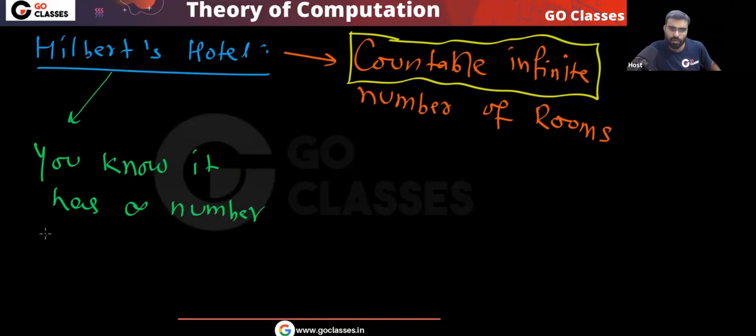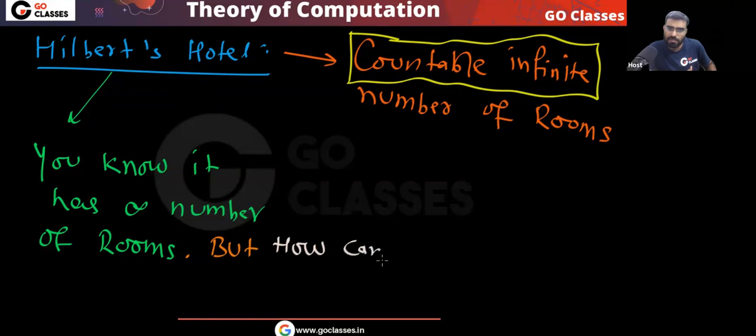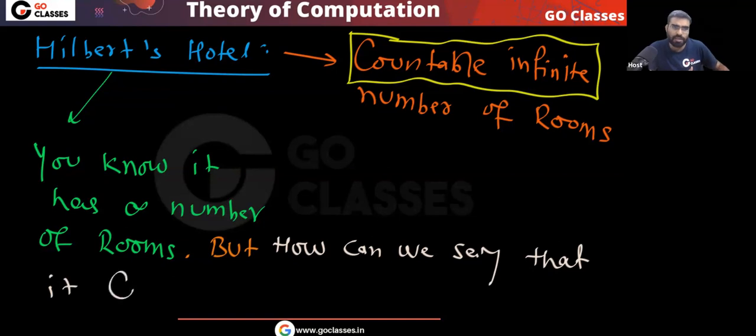It has an infinite number of rooms, but why not uncountable? How can you say that it has a countable infinite number of rooms? Tell me. Let me know. Anyone?